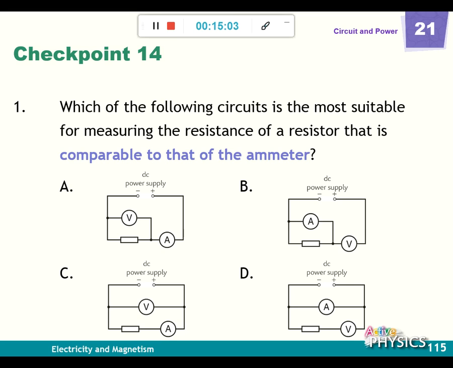Okay, chapter 14. Look at this. Which of the following circuits is the most suitable for measuring the resistance of the resistor comparable to that of an emitter? Comparable, meaning comparative. Now, what is it? The resistor is comparable to the emitter. In the ideal case, the internal resistance of the emitter should be quite small, and also this R is quite small. Then what should you do?